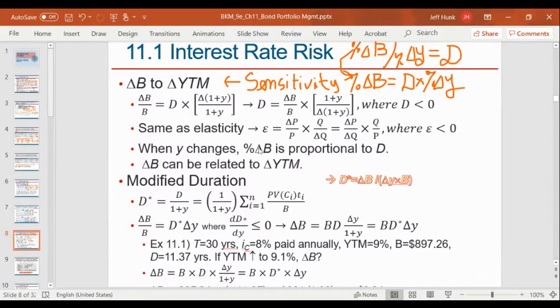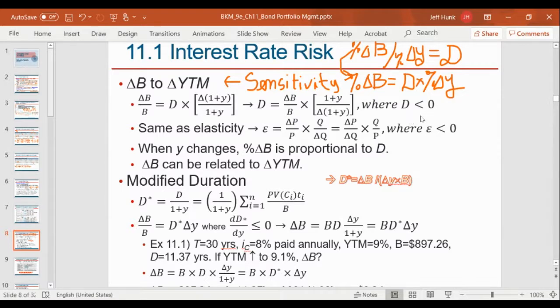That's why I said it's pretty much the same concept as elasticity. And elasticity is always a negative number because price and quantity demanded move in opposite directions, so there is a negative correlation between the two. Just the same, because of the inverse relation, duration is always a negative number.